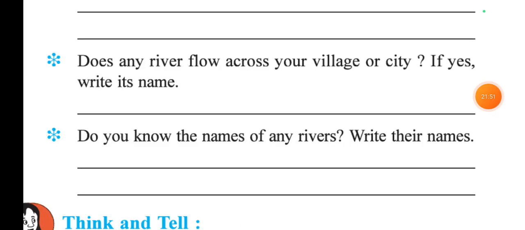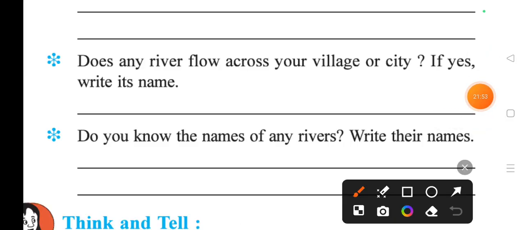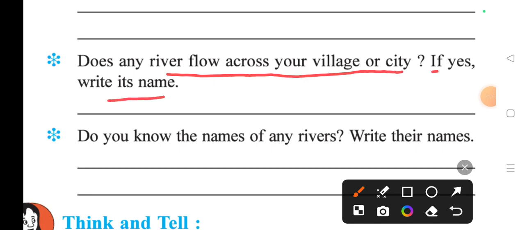Next question: does any river flow across your village or city? If yes, write its name. So, children, you write your own answer. And in our city, there is one river. It is Narmada. So, I will write here Narmada. You should write the river name.